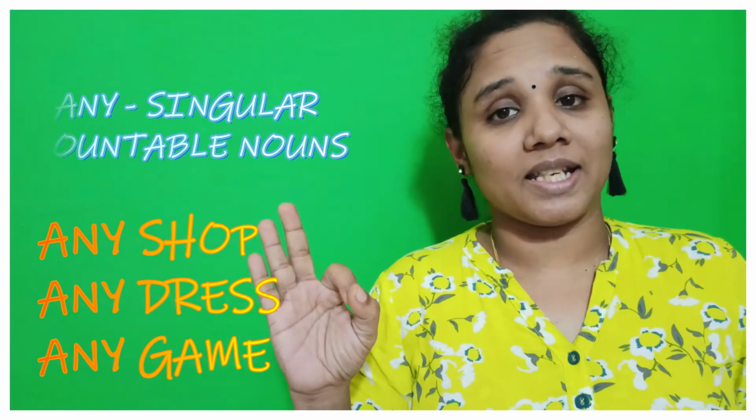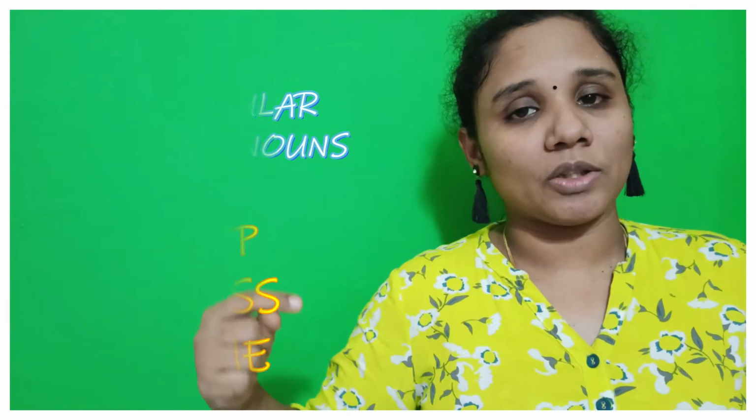So these are the 3 exceptions. Let me list down the 3 exceptions quickly one by one. We use some in questions where you expect positive answers. We use the word any in positive sentences with the help of words like hardly, barely, rarely, and if the sentence has a countable singular noun. So these are the 3 exceptions, but otherwise we use the word some in positive and affirmative sentences, and we use the word any in negative and interrogative sentences.